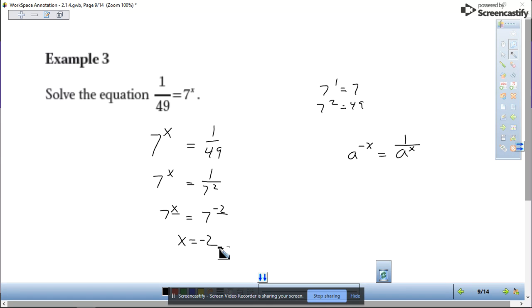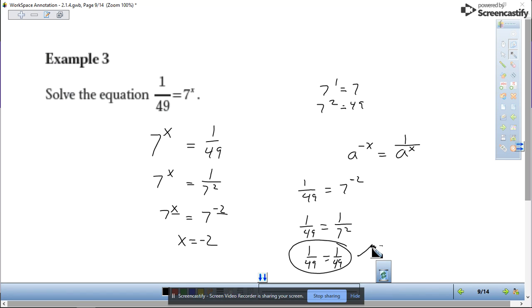Okay, so plug that in and check. We got 1 over 49 equals 7 to the negative 2. And you can use the calculator or you can use those properties that we just talked about. Those properties say that you can rewrite this as 1 over 7 squared. And then 7 squared is just 49. So it's 1 over 49. Okay? Checks out, which means that is your solution.